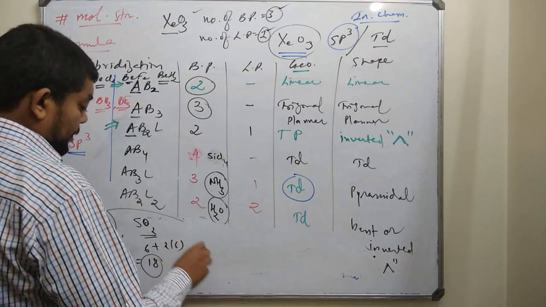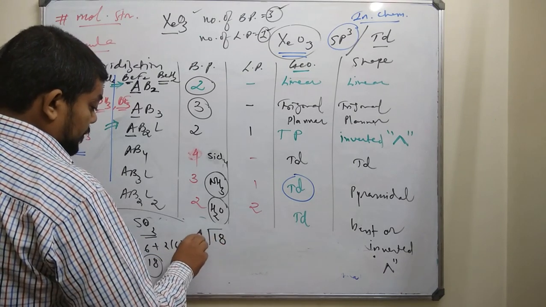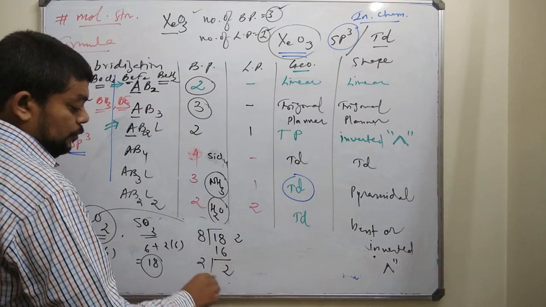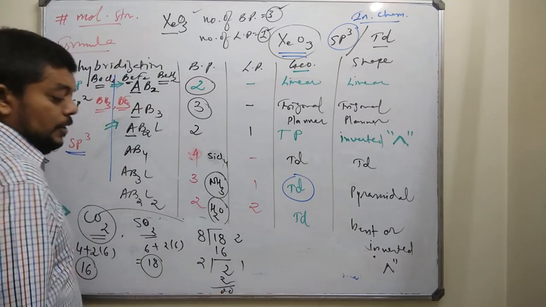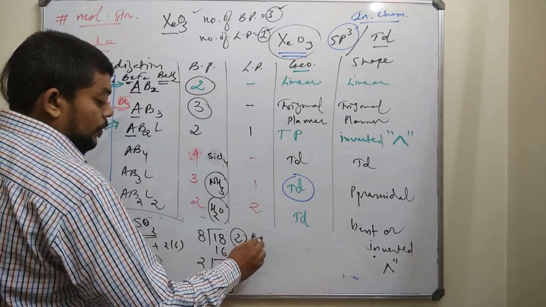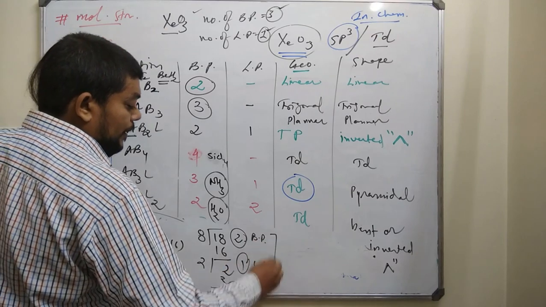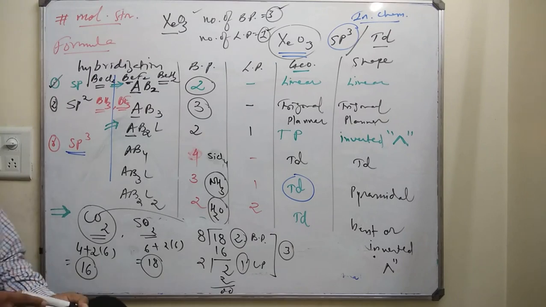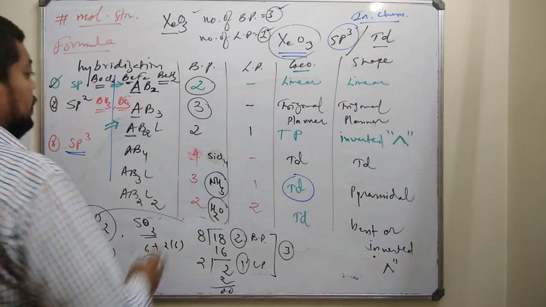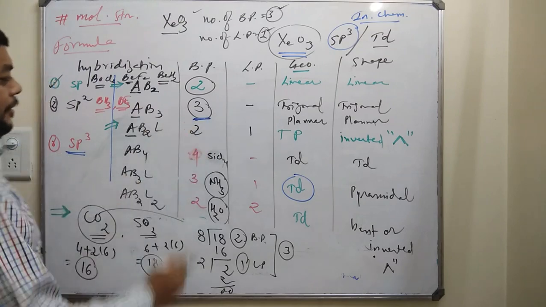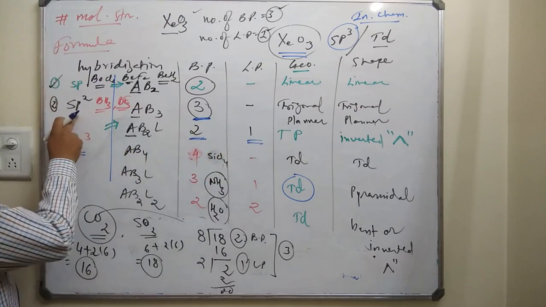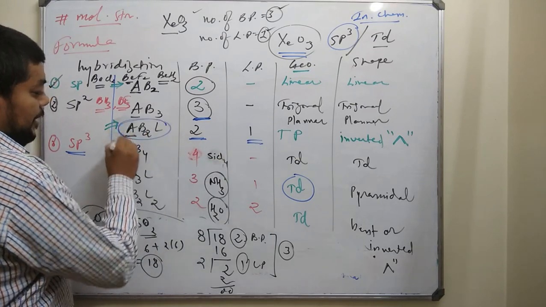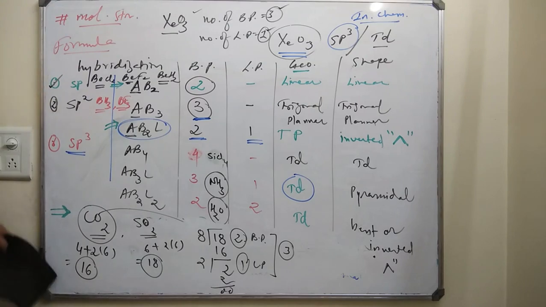So SO2, 18, you divide it by 8, it's 8, 2 times 16, you are left with 2, 2 1 times 2, and your answer is 0. So now you have a combination of 2 bond pairs and 1 lone pair, a total of 3. When it's a total of 3, friends, your hybridization has to be sp2, but it will not be AB3, it will be AB2L because it involves both a lone pair and bond pairs.